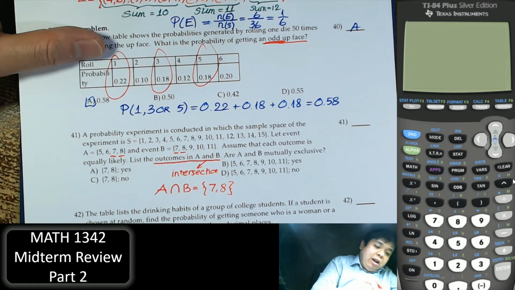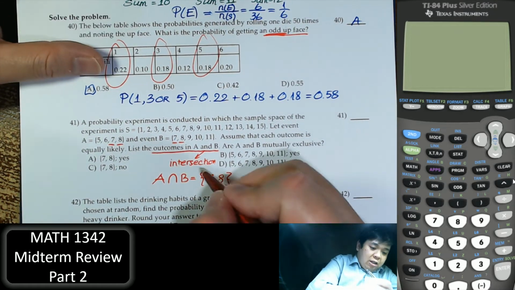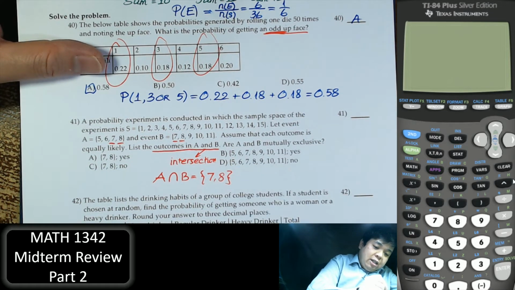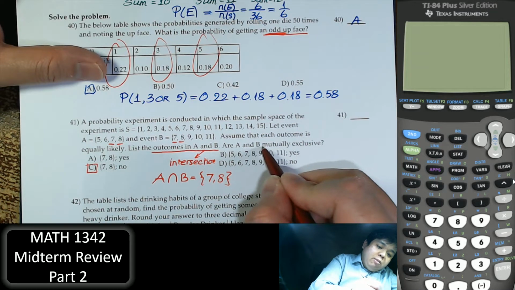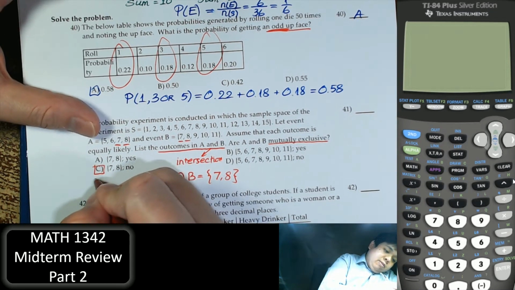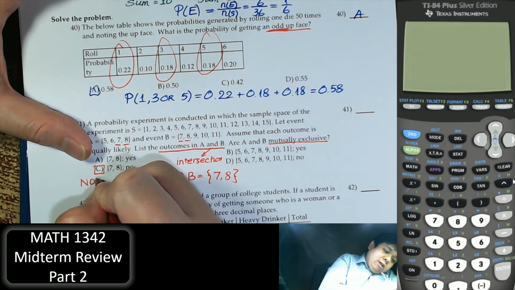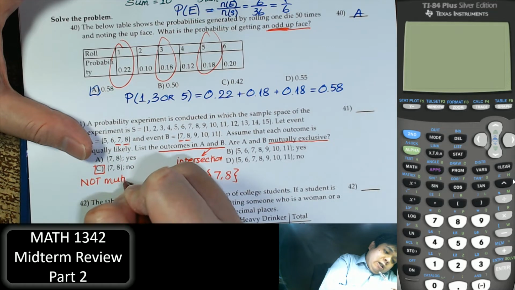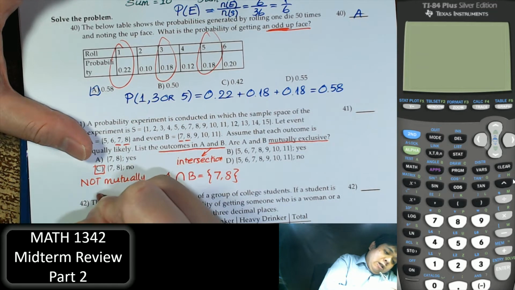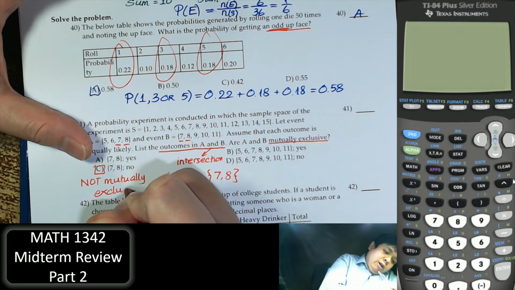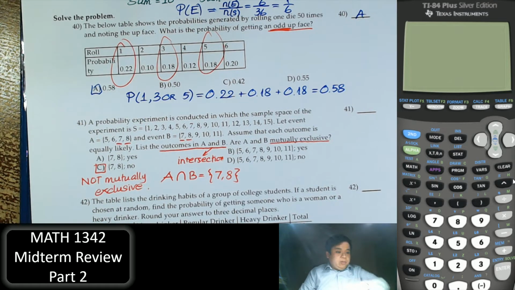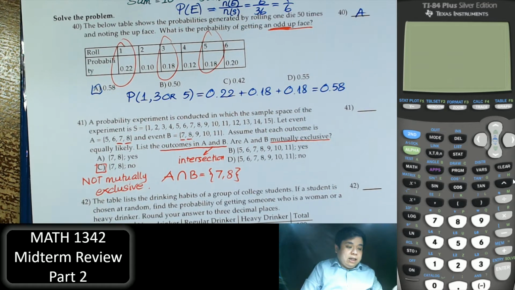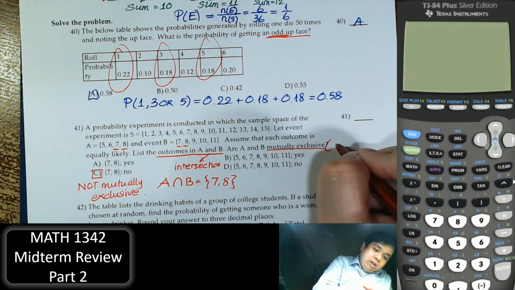Since they have something in common, then we say they are not mutually exclusive. Mutually exclusive is when there's nothing in common. Since there's something in common, it cannot be mutually exclusive. Another word for mutually exclusive is disjoint.